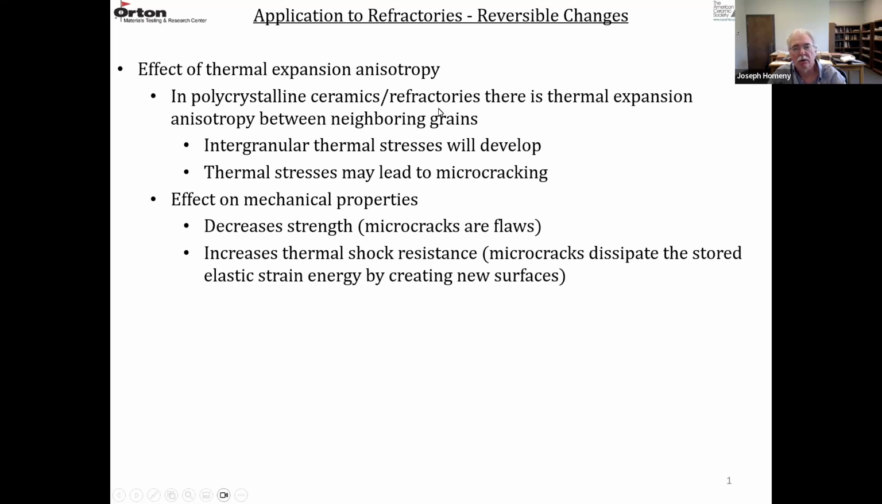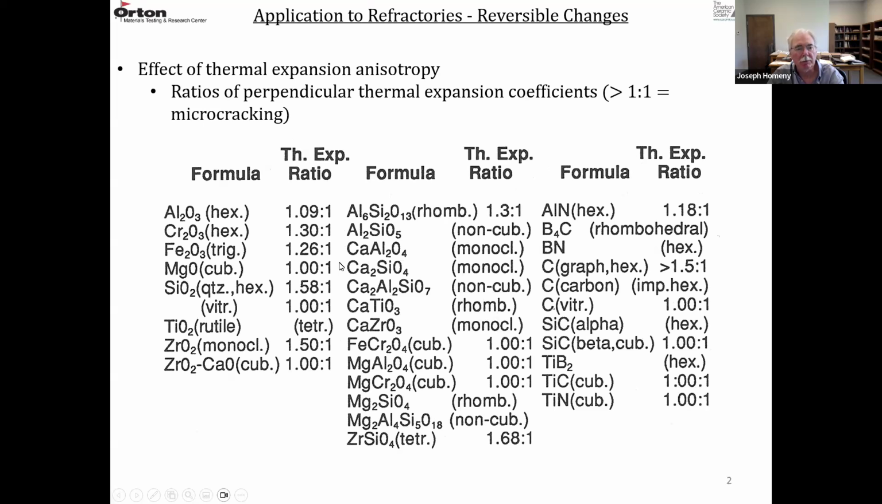So very briefly on thermal expansion and anisotropy in polycrystalline ceramics and refractories: there's thermal expansion anisotropy between the grains that are adjacent to each other. Intergranular thermal stresses develop. These thermal stresses lead to microcracking. And I mentioned that microcracks decrease strength, but they increase thermal shock resistance because cracks, when they grow, dissipate stored elastic strain energy. So this is the slide that was missing.